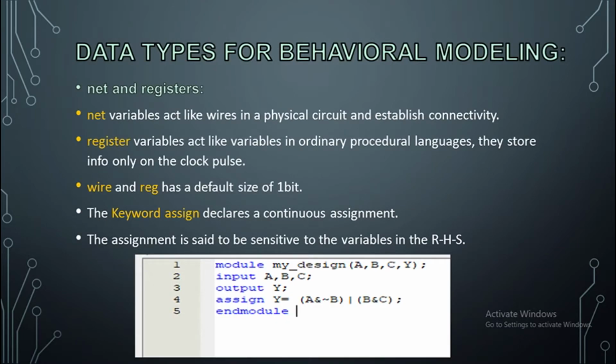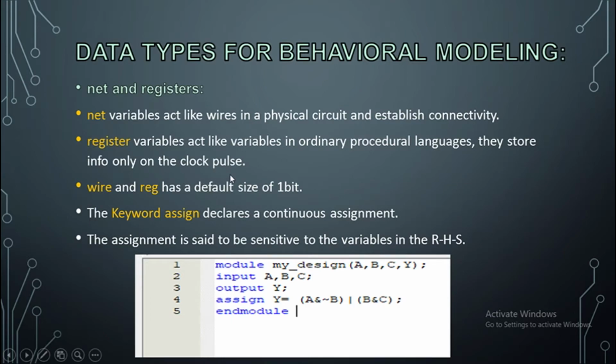So what are the data types of behavioral modeling? We have two data types. Number one is net, and the second one is register. A net variable acts like a wire in a physical circuit and establishes connectivity like a wire variable, but net and wire are very similar but not the same. And there is a register variable also. Register variables act like variables in an ordinary procedural language. They store info only on the clock pulse.